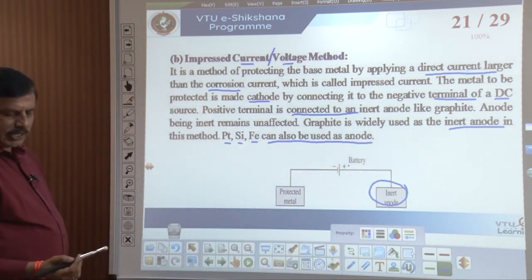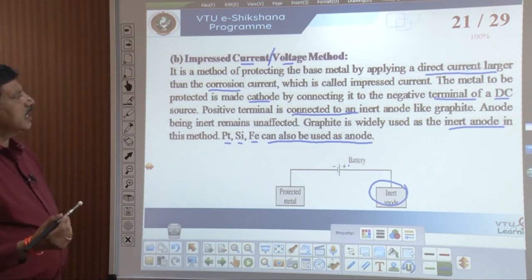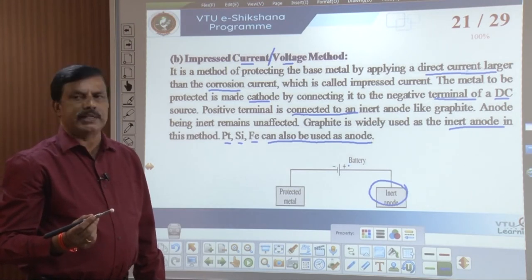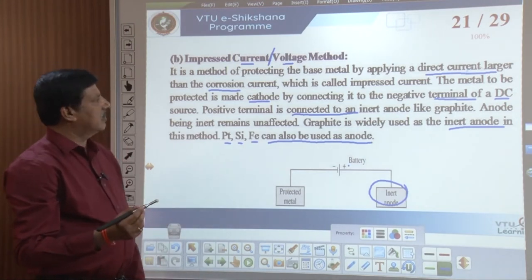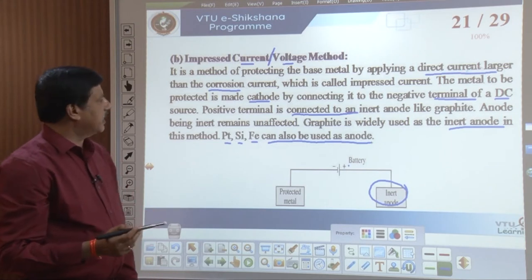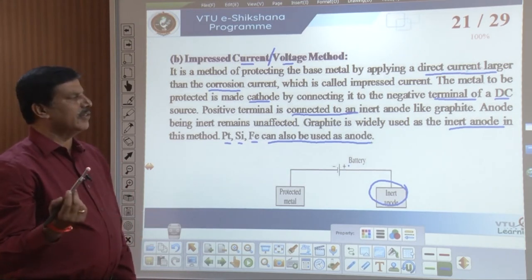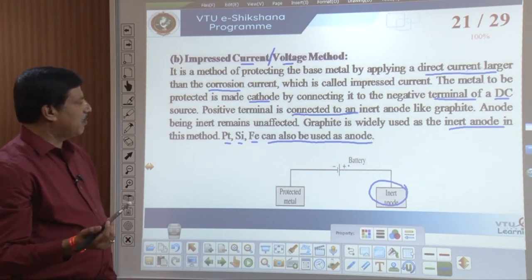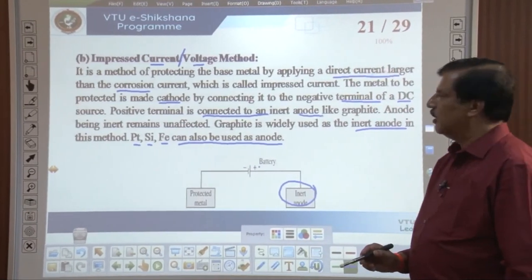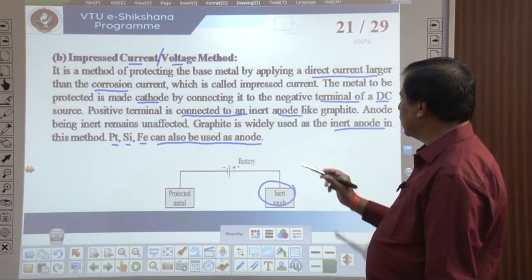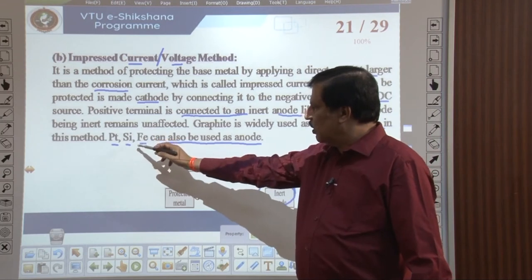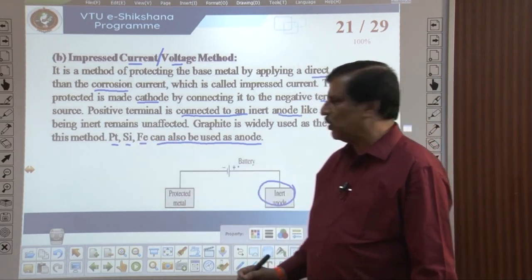So, I repeat, the impressed current voltage method protects the base metal by applying a direct current larger than the corrosion current, which is called impressed current. The metal to be protected is made a cathode by connecting to the negative terminal of the direct current source. The positive terminal is connected to an inert anode like graphite. The anode being inert remains unaffected. Graphite is usually used as the inert anode in this method. Even platinum, silicon and iron can also be used as an anode.